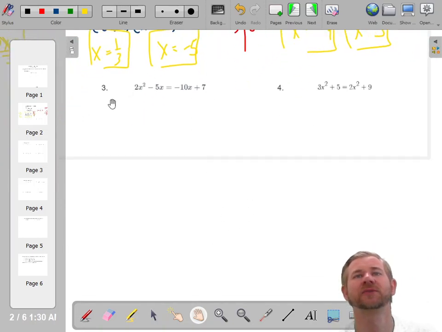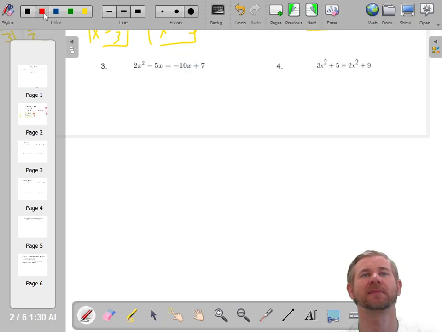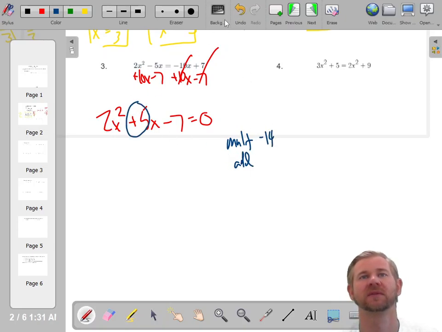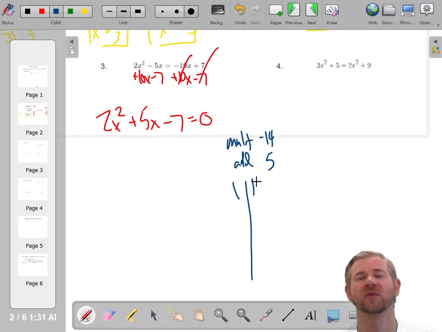A couple more. This one requires a little bit more setup. So when I combine my like terms, I'm going to add 10x and subtract 7 on both sides, plus 10x minus 7. So 2x squared doesn't have any like terms. Negative 5 and positive 10 make positive 5x, and then the negative 7 just moves over. So now I find numbers that multiply to 2 times negative 7 is negative 14, and add to 5. So 1 and 14, 2 and 7. That's the only thing that multiplies to 14. What do I make negative? Make the negative 2. That's 5.